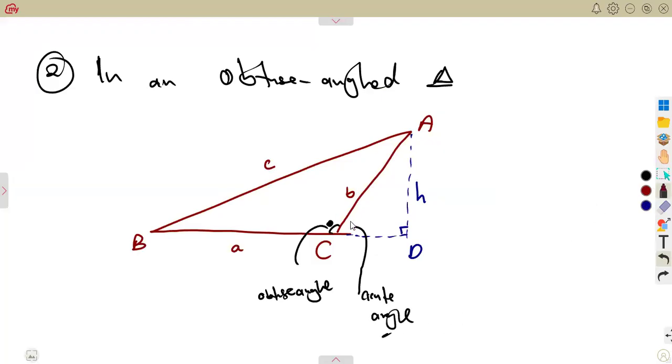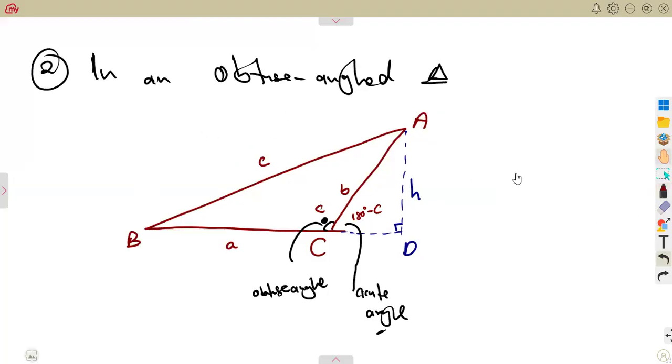This other angle is going to be an acute angle, and that is going to be 180 degrees minus C. If this is C, this is 180 degrees minus C. Remember the concept of angles on a straight line. And we do understand that for a cos, the cos of an obtuse angle is the negative of that of an acute angle. Remember the concept of a cos being negative. We shall talk about that.